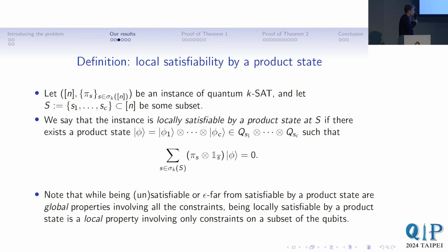And note that while being unsatisfiable, epsilon far from satisfiable by product state, is a global property involving all the constraints on all the qubits, this is a local property involving only a subset of the constraints, which only act on a certain subset of the qubits. So those are our definitions, and then we have these two theorems.